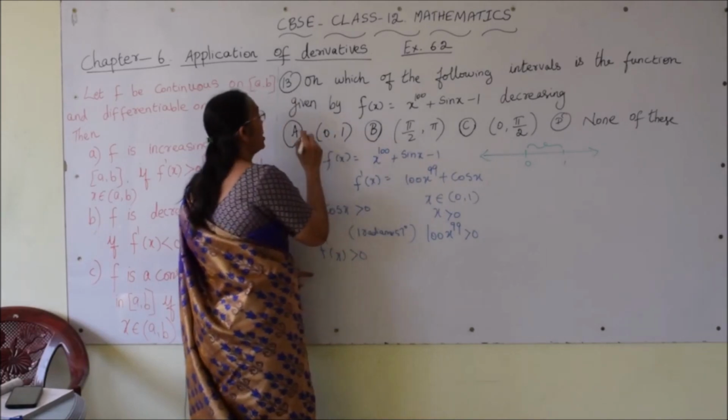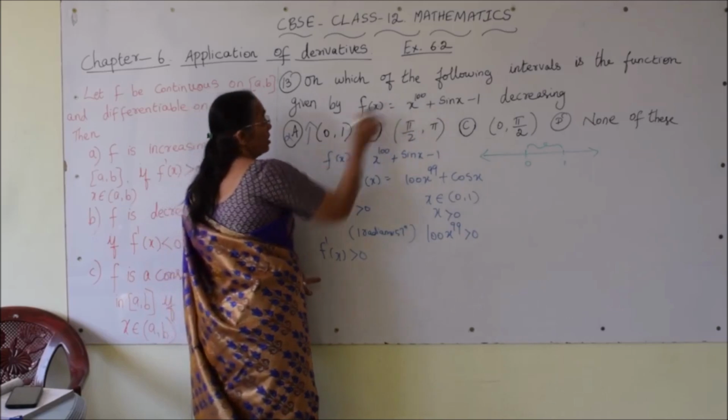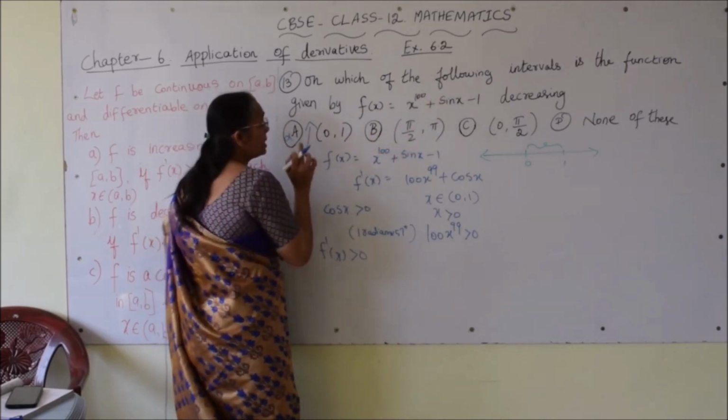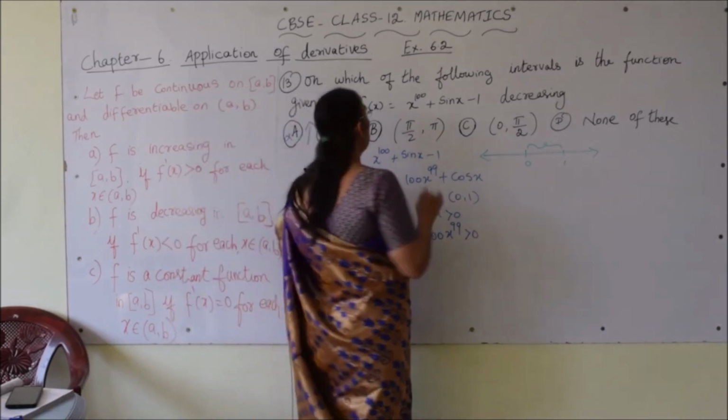Therefore, this function is increasing, it is not decreasing in the interval 0 comma 1. The function x power 100 plus sin x minus 1 is increasing in the interval 0 comma 1. Now, second part, pi by 2 comma pi.